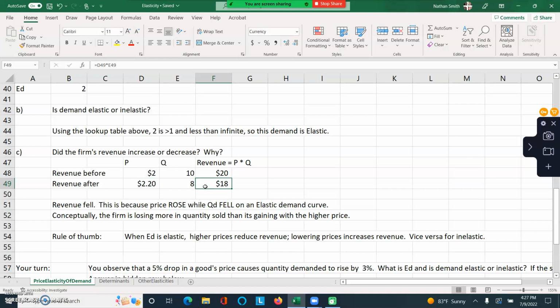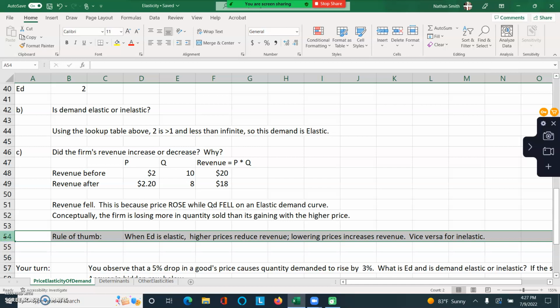Okay, so this firm actually lost revenue. Conceptually, what's happening there is that this firm is losing more in quantity sales than it's gaining in terms of the higher price per cone. So in this case, that pricing move might well have backfired in terms of this firm's revenue. And in fact, that's a rule of thumb to memorize. When demand is elastic, higher prices are actually going to reduce revenue, and lowering prices will increase revenue. So you're going to have an incentive to lower your prices.